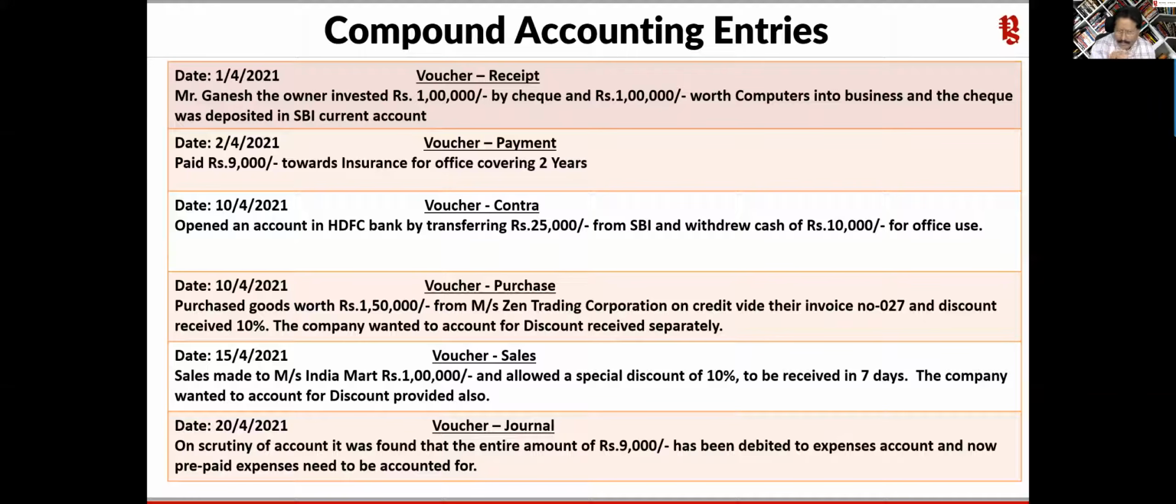Okay. Then you have the purchase voucher. In the purchase voucher, the company has purchased 1,50,000 rupees worth of goods from Zen Trading Corporation on credit. Okay, and they have also received a discount of 10% on the purchase. Now, this company wants to track all the discounts that they have received on purchases as a separate ledger. So, how do we handle this?